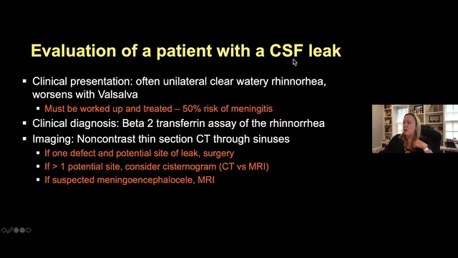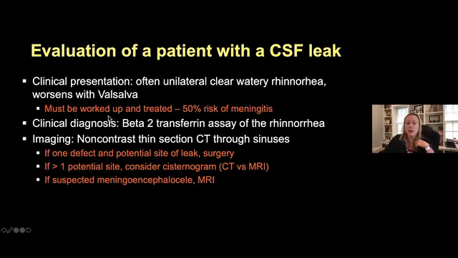So this is a patient with rhinorrhea, runny nose, and a skull base defect who is actually experiencing a CSF leak due to the meningoencephalocele. These patients typically present with unilateral, clear, watery rhinorrhea that worsens with Valsalva or leaning over. This absolutely must be worked up and surgically repaired and treated because there is a 50% risk of meningitis if these are left alone.